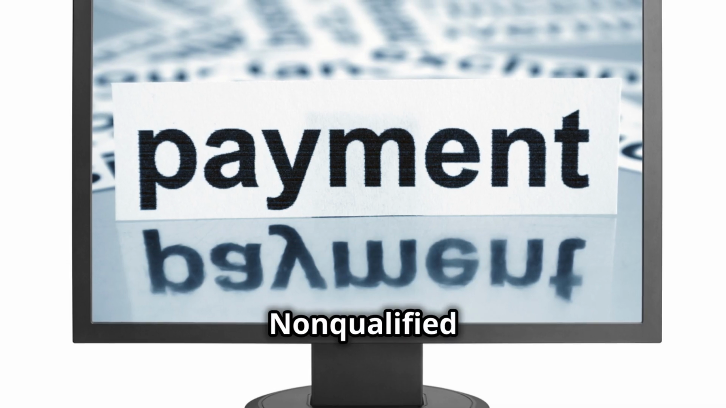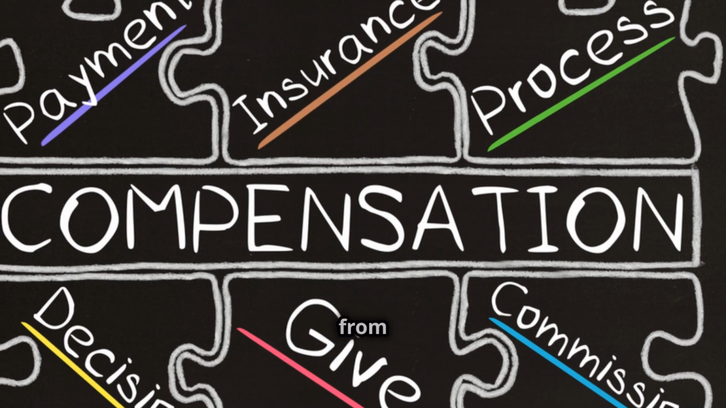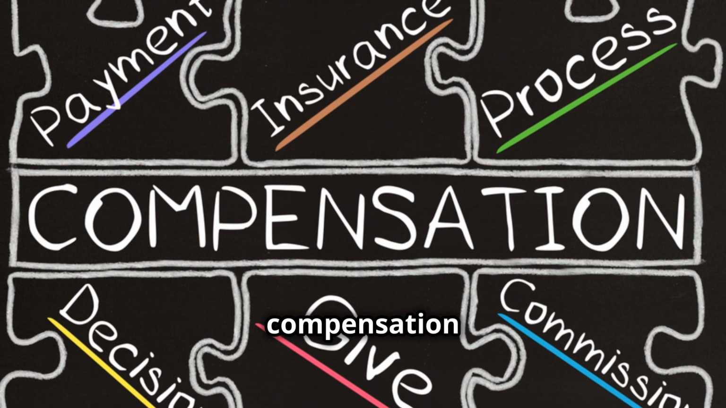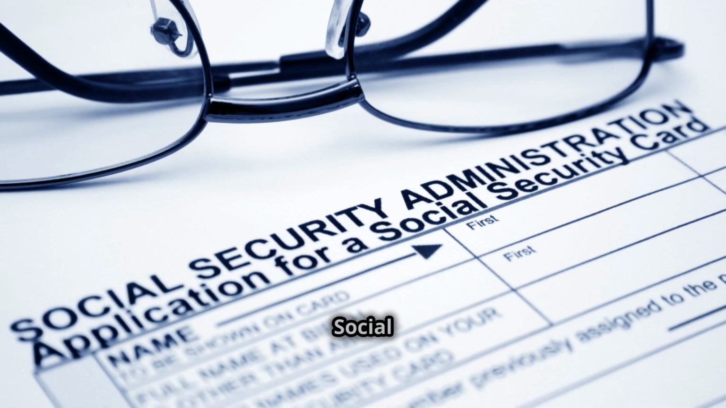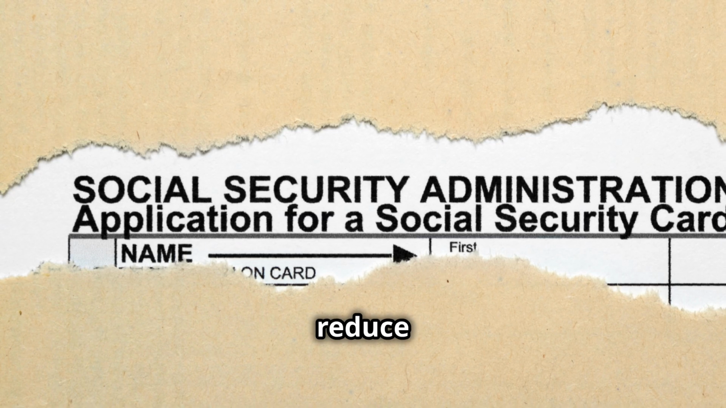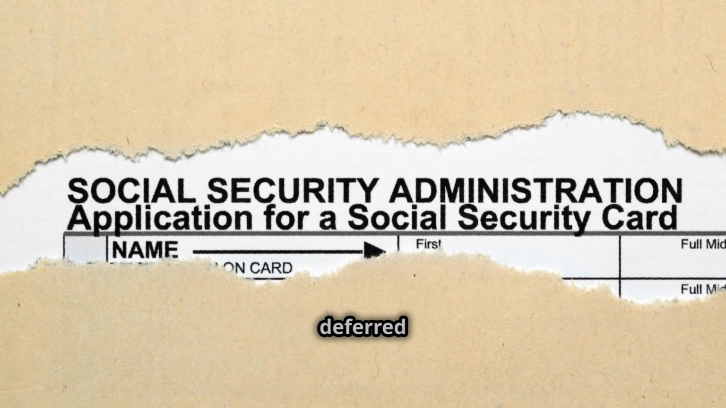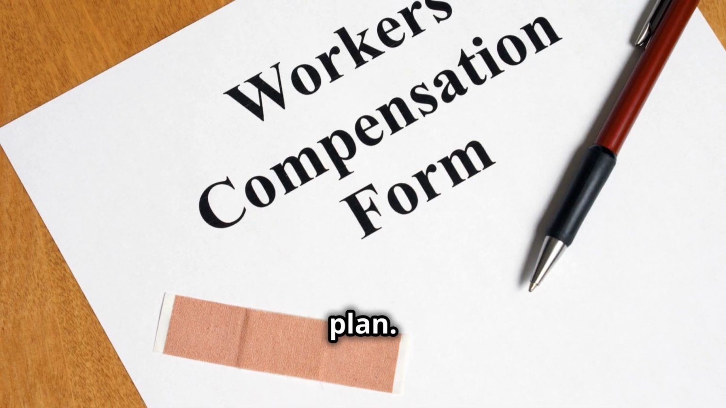Box 11, Non-qualified plans. What it reports: payments distributed to employees from non-qualified deferred compensation plans. Purpose: it helps the Social Security Administration, SSA, determine if these amounts reduce Social Security benefits. Examples: excess compensation deferred and paid under a non-qualified plan.